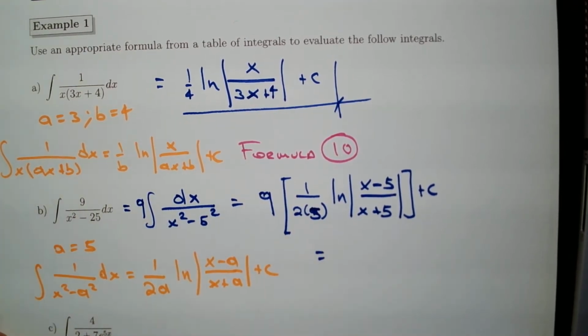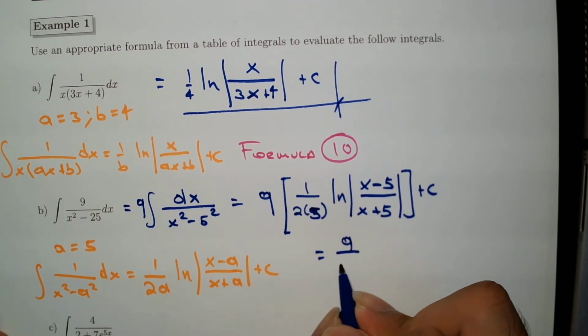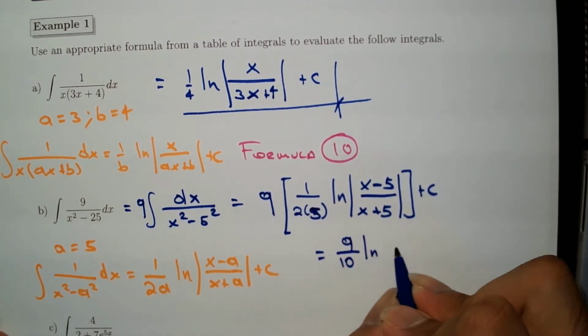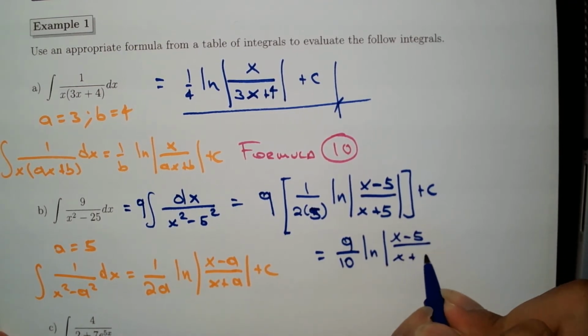We're almost done. Let's clean this up. 9 times 1 is 9. 2 times 5 is 10. So we get 9 tenths ln of the absolute value of x minus 5 divided by x plus 5.